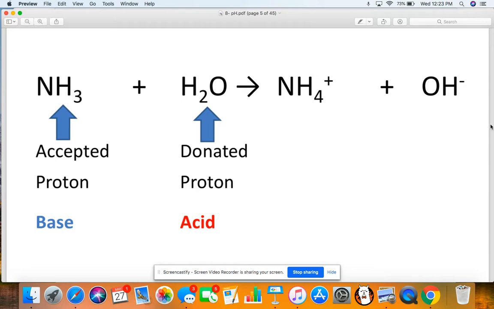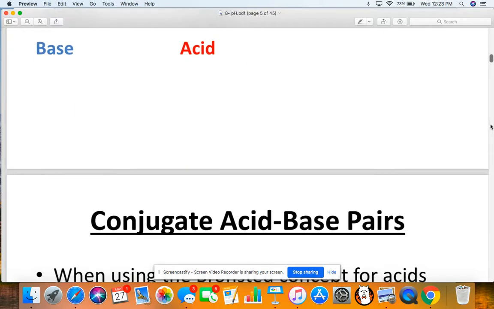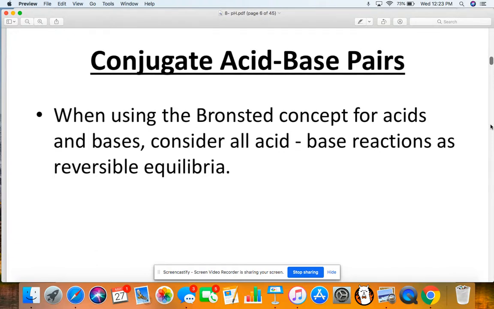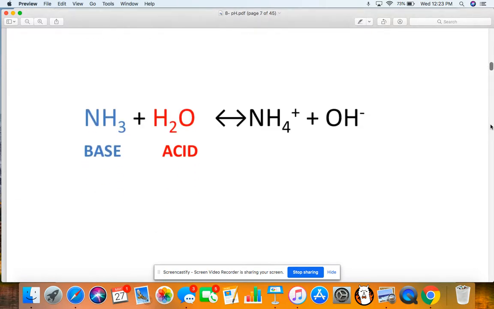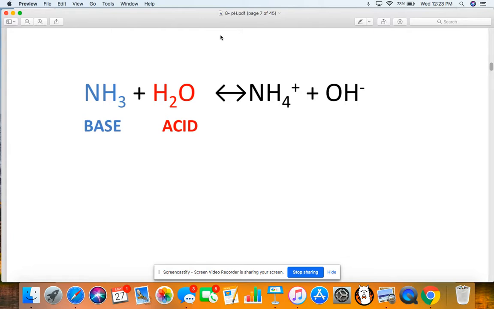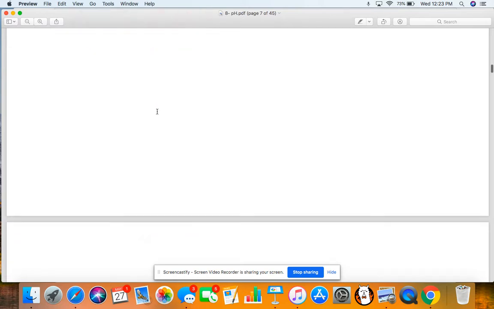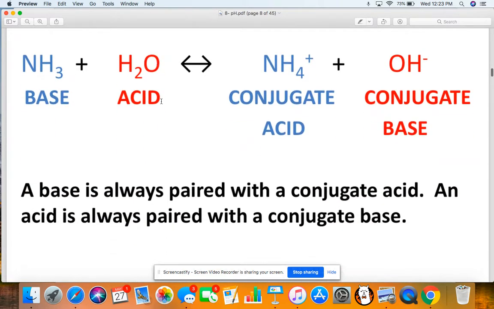This again is going to be an entire unit in grade 12 chemistry. The challenging part of this lesson is determining when something is an acid and when something is a base. So let's take a closer look at these conjugate acid-base pairs. We already identified that NH3 was a base on this side, and that H2O was an acid on this side. Well, any acid has a conjugate base, and any base has a conjugate acid.